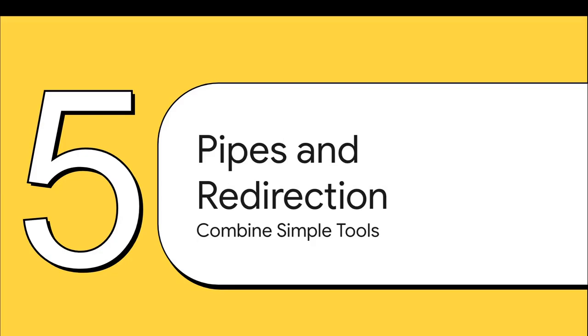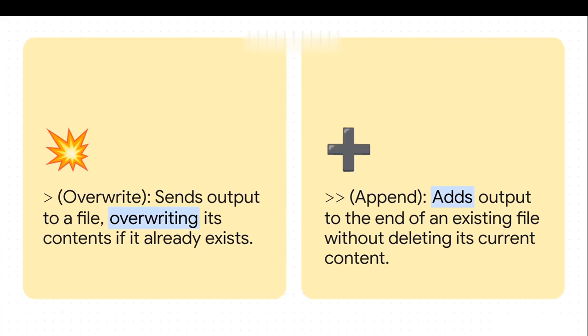The true power of the command line isn't just using individual tools. It's about how you can chain them together to do incredibly complex things. First up is something called redirection. These 2 little symbols give you control over where a command's output goes. The single greater than sign is like taking a fire hose to a file. It just overwrites whatever was there. The double one is a little kinder. It just adds the new output to the very end of the file.